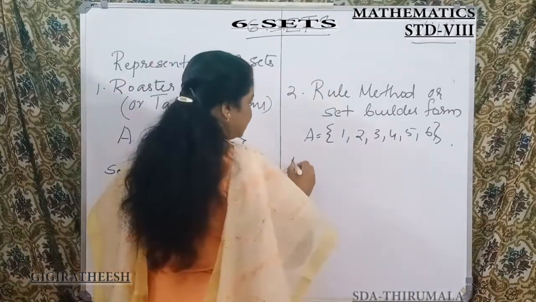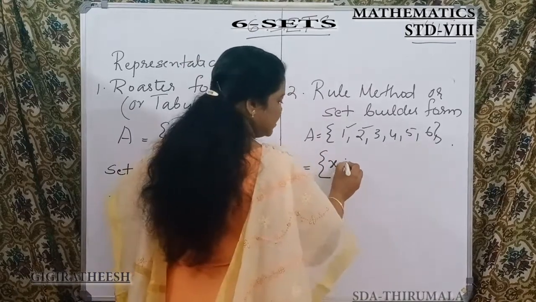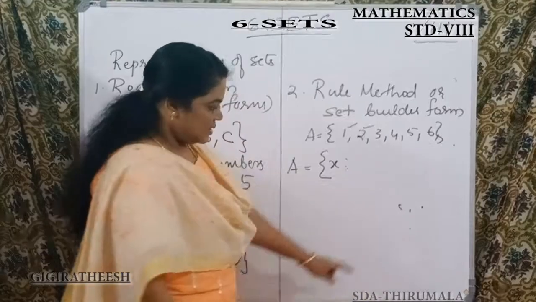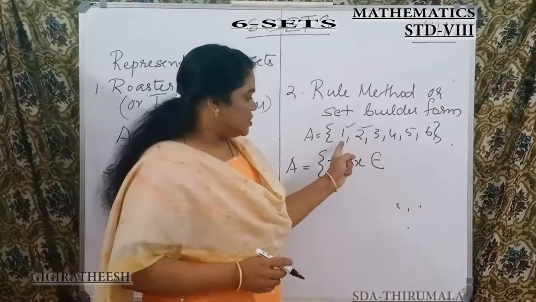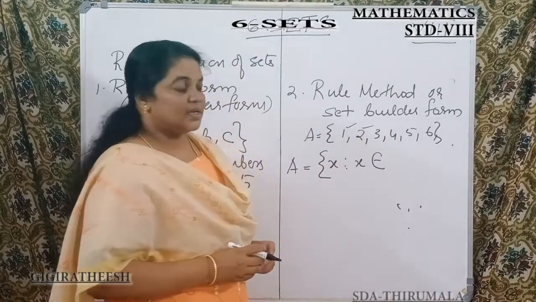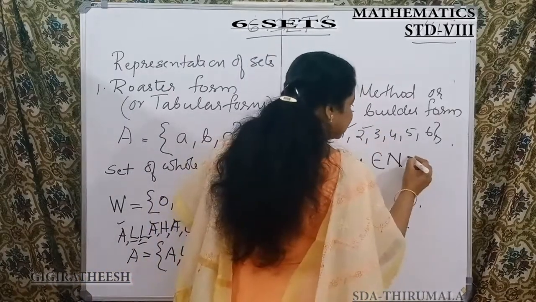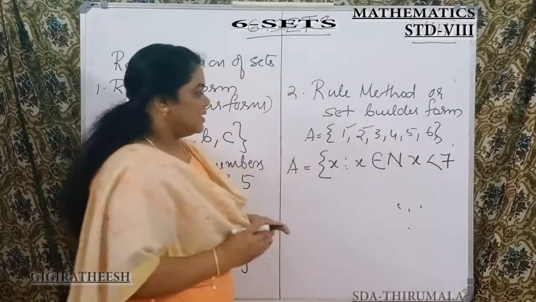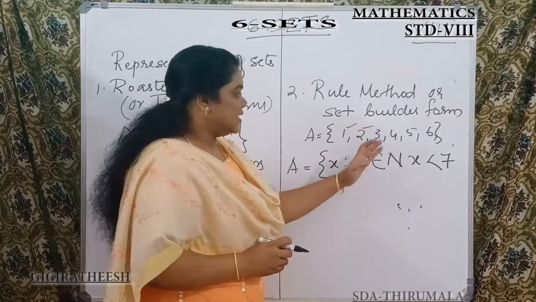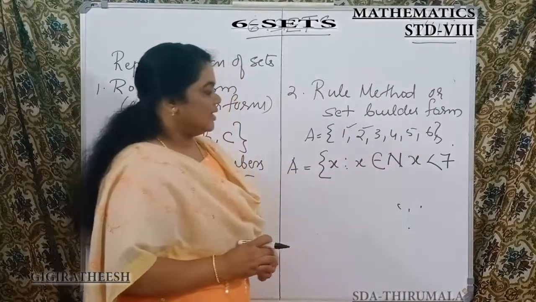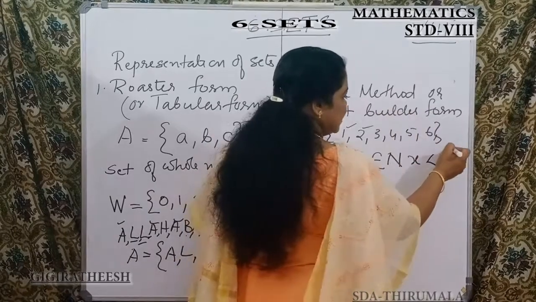We can say that A is equal to the set of x, where the elements are represented by x, such that x is an element of natural numbers N, since 1, 2, 3, 4, 5, 6 are elements of natural numbers, and also x is less than 7, up to 6. Closing the bracket.